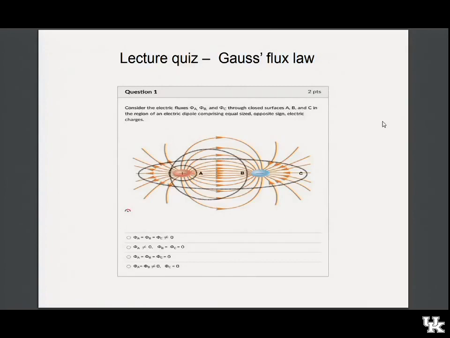So since the total charge inside C is zero, there's zero net flux, zero total flux through surface C. So the correct answer is that A and B do have fluxes through them, but it's non-zero. C has zero net flux through it. Okay.